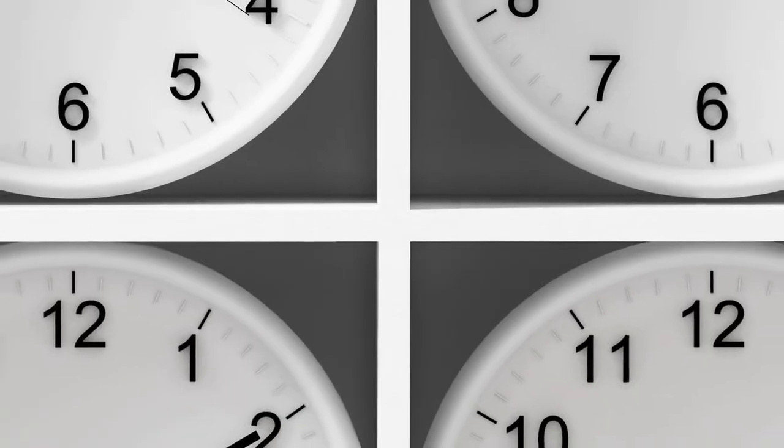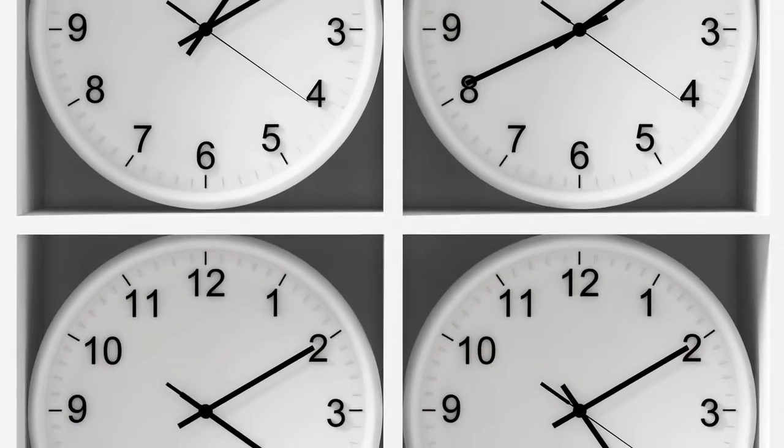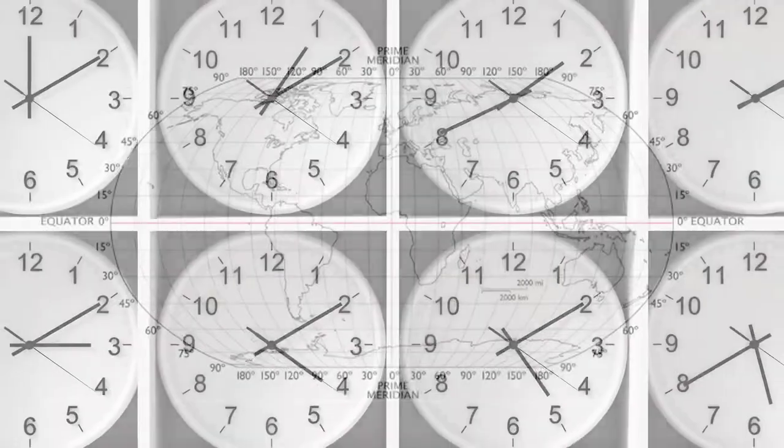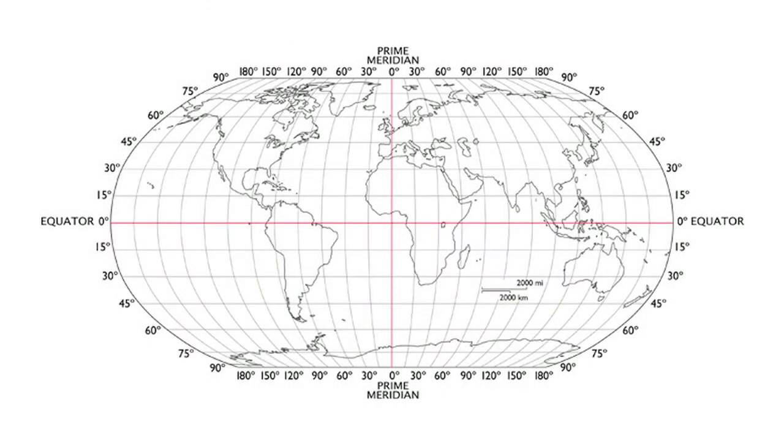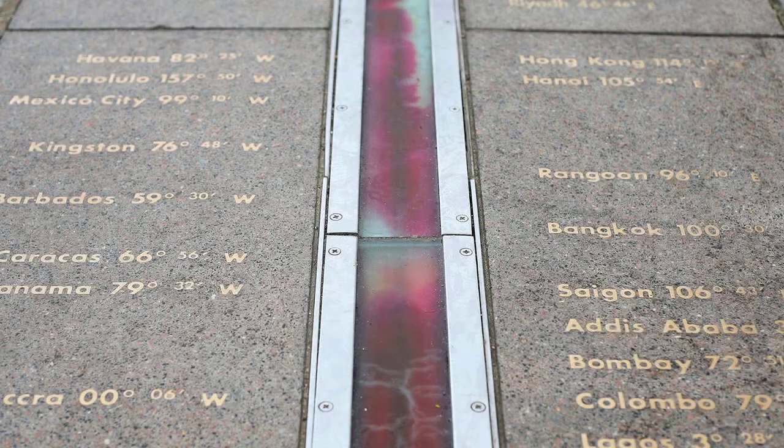Zulu Time works using a 24-hour clock, instead of a 12-hour clock that you may be used to. The Earth's prime meridian, which passes through Greenwich, England, is used as a reference point. Depending on where you are in the world, you will need to add or subtract a set number of hours from your local time to determine the current Zulu time. You can also add or subtract a set number of hours from Zulu time to determine your local time.